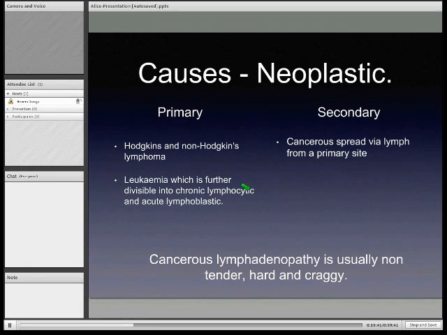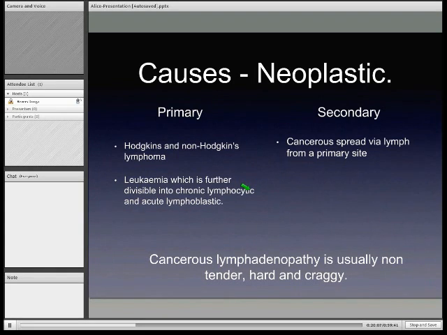And that can be split into chronic lymphocytic, which is in more elderly patients, or acute lymphoblastic, which is more in younger children. Secondary neoplastic causes is the cancer somewhere else, and that area then drains into the node. So we learn in MOD the seed and soil hypothesis. The primary neoplasm is seeding, and then it's sort of soiling and lodging within the lymph node.